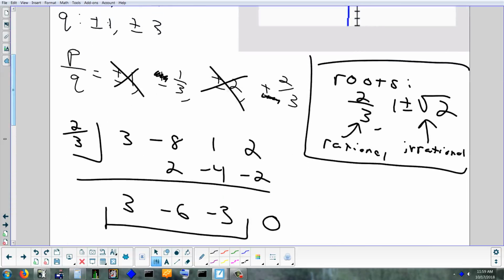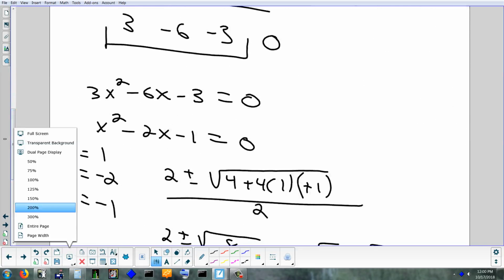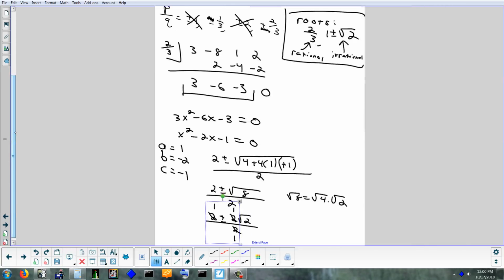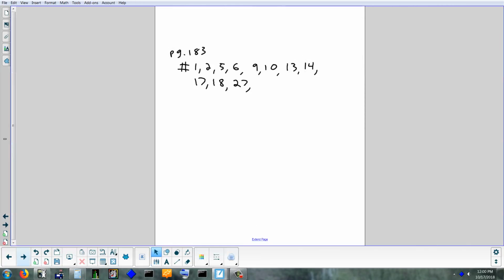Without finding the rational root of 2/3 first, we could have never done this. If you can't get a rational root, you can't do synthetic division, you're stuck. So I'll always give you one that has a root that works. Okay, any questions on that one? So that's synthetic division and rational root theorem.